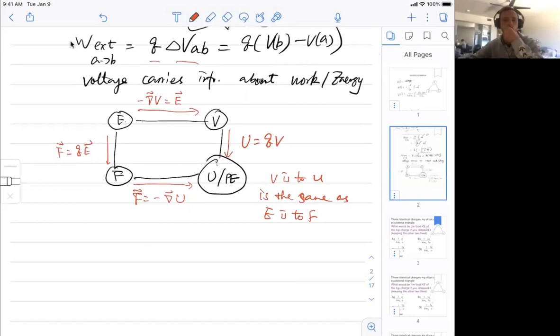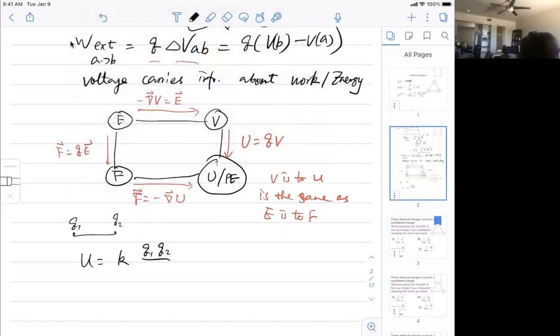So if you were to present yourself with some charge distribution, if you have two different charges, Q1 and Q2, then the potential energy stored in that configuration is K Q1 Q2 over the distance between them. Let's call it R.